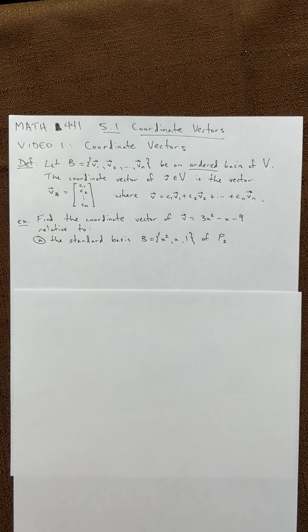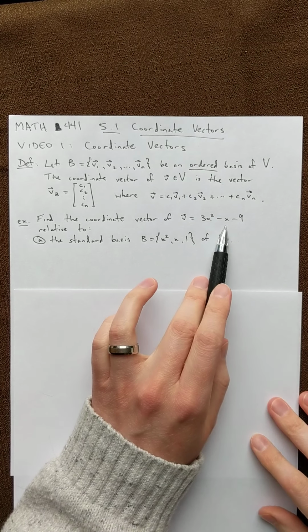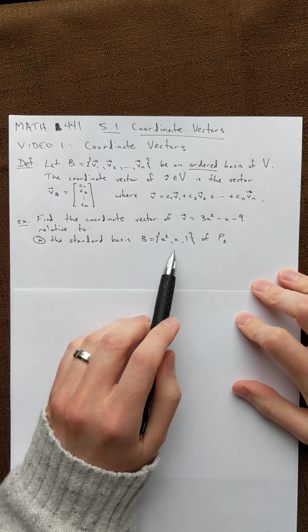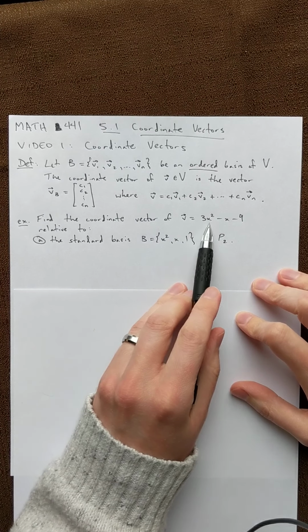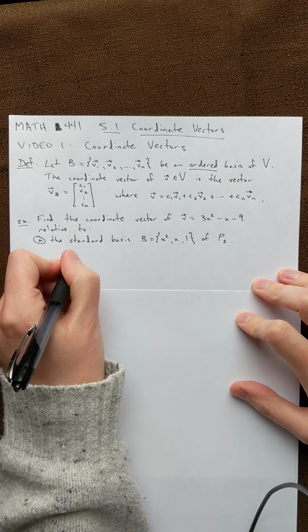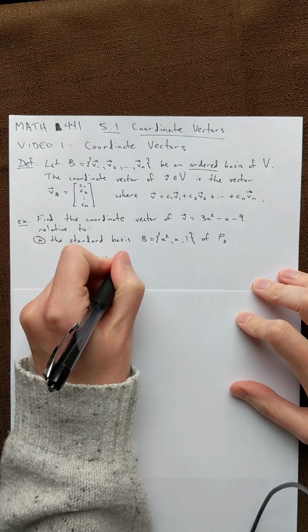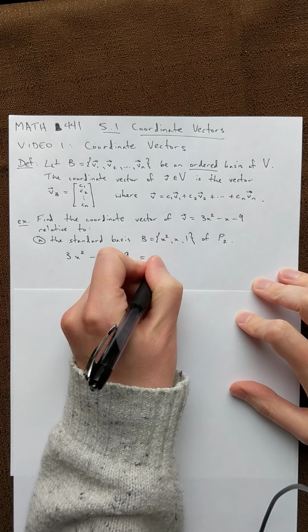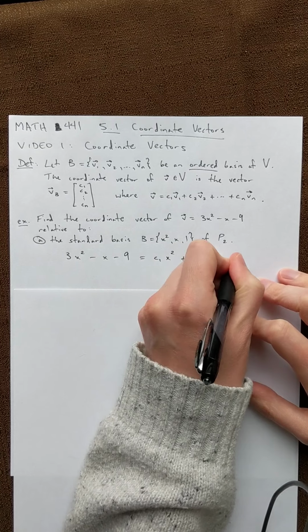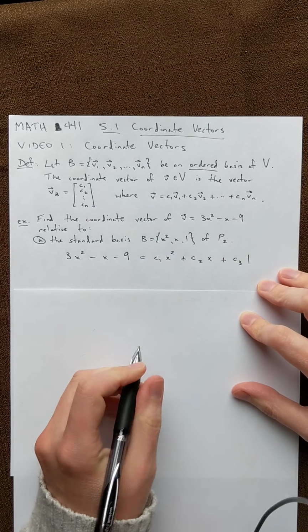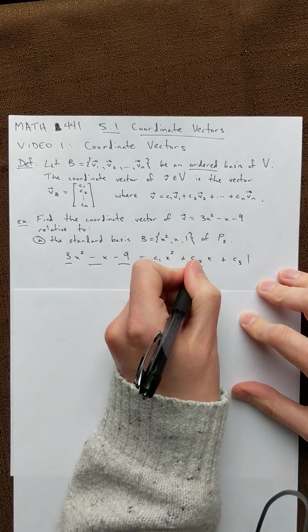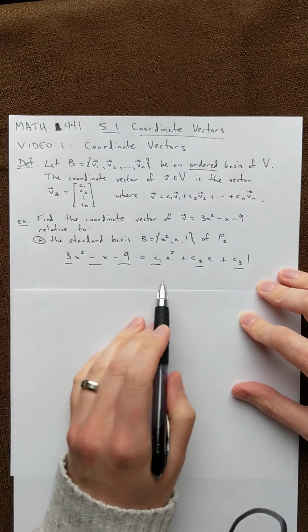So let's try and find the coordinate vector of 3x squared minus x minus 9 relative to the standard basis. In order to do that, I need to find how to write this as a linear combination of these vectors. So I have to write v, which is 3x squared minus x minus 9, as a constant times x squared plus a constant times x plus a constant times 1. We should be able to just kind of see what the answer is going to be.